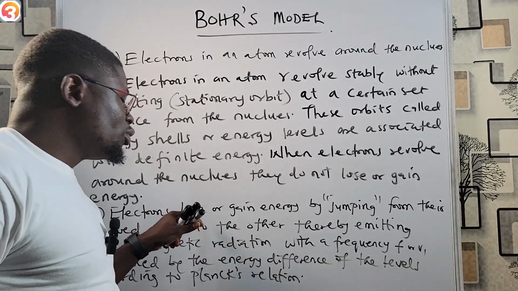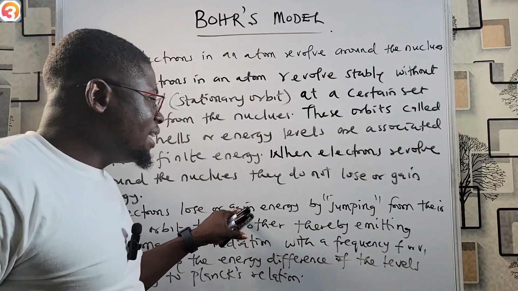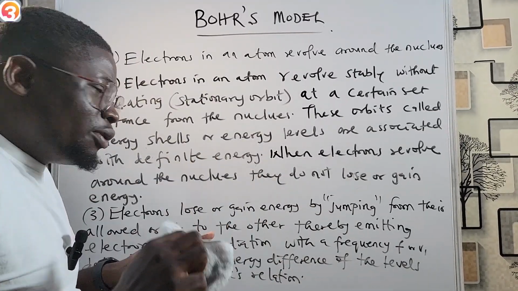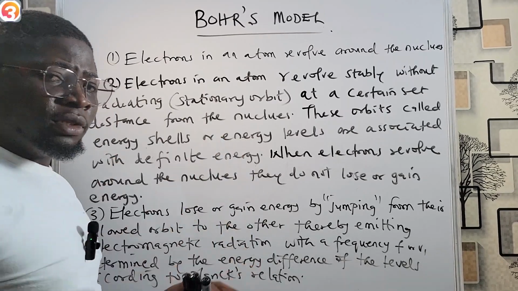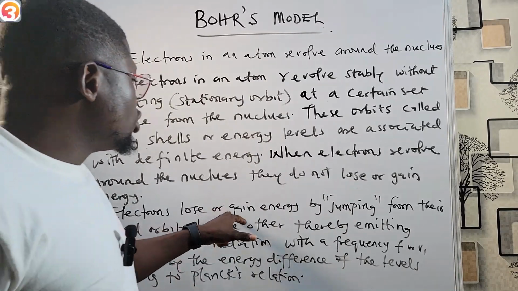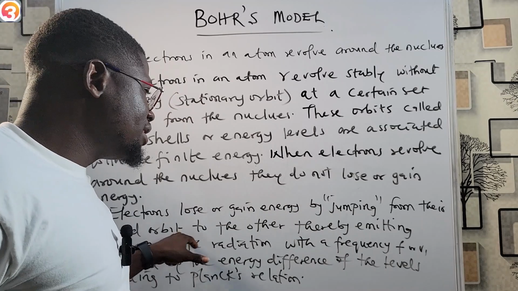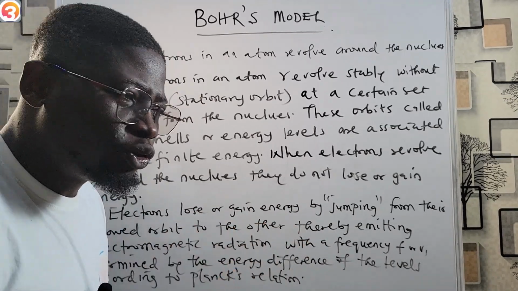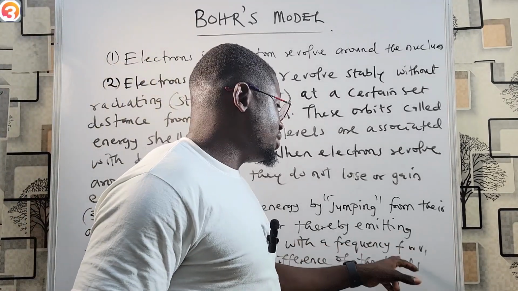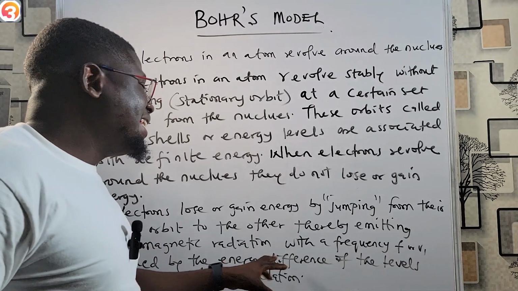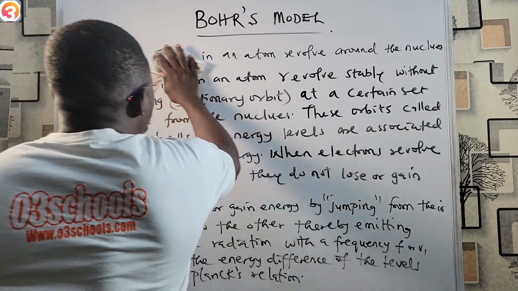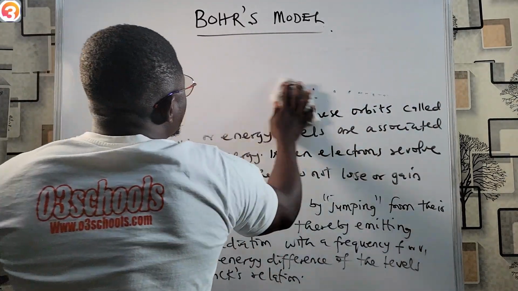But when electrons lose or gain energy, they only lose or gain energy by jumping from their permittable orbit to the other. They jump from one orbit to the other, from one shell to the other, right? So electrons lose or gain energy by jumping from their allowed orbit to the other, thereby they emit photons or electromagnetic radiation with a frequency which we can represent with F or V, determined by the energy difference of the levels according to Planck's relation. So let's quickly look at Planck's relation.